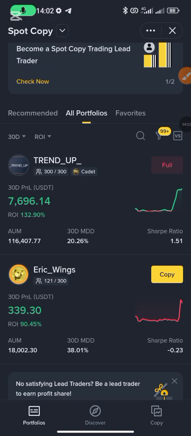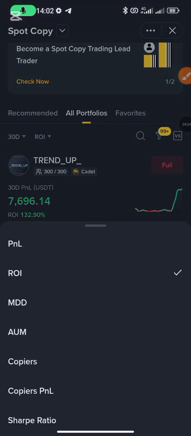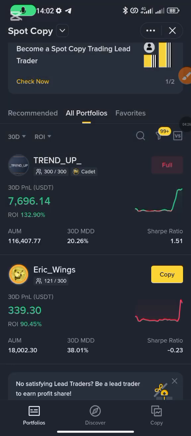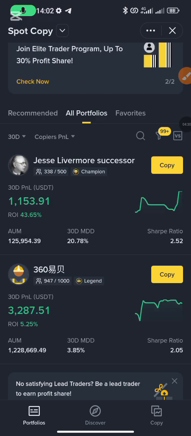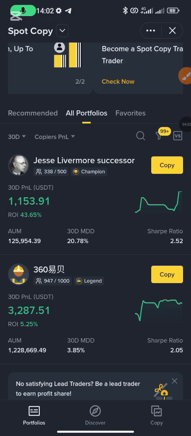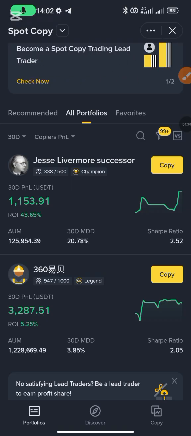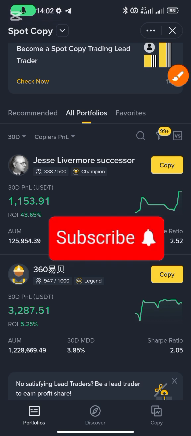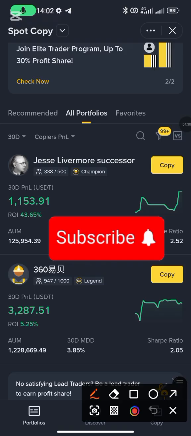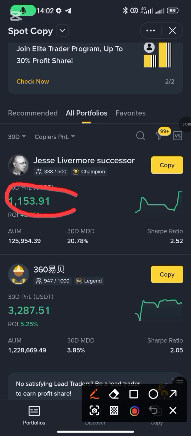I first of all come to this place and then I'll click on copiers PNL. I want to make sure that the person I'm copying, that the people copying him are actually making profits. Okay, so as you can see, this first person here has made a profit and loss of about $1,153.